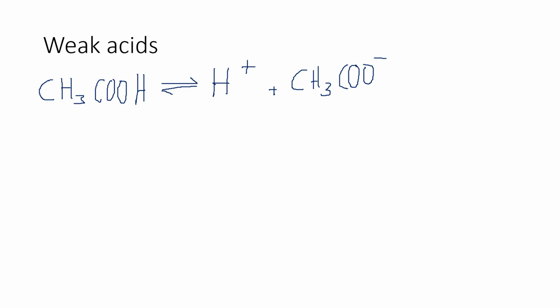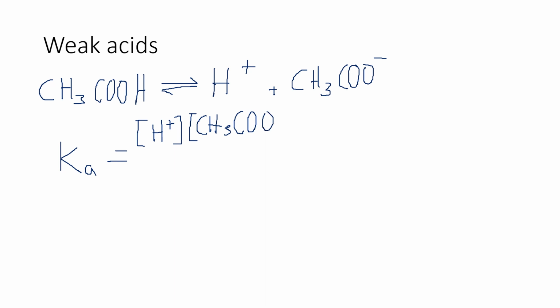Because it dissociates in a reversible way and an equilibrium is established, the concentration of the H plus does not equal the concentration of the ethanoic acid. But what we've done is create an equilibrium, and therefore we can say that Ka, which is your acid dissociation equilibrium constant, is equal to the concentration of the H plus times the concentration of the ethanoate ion, CH3COO minus, divided by the concentration of the ethanoic acid.